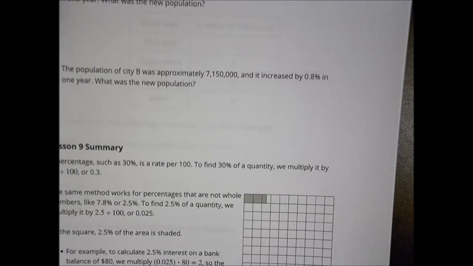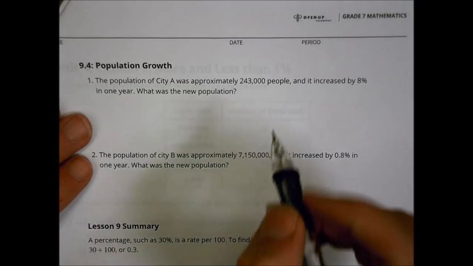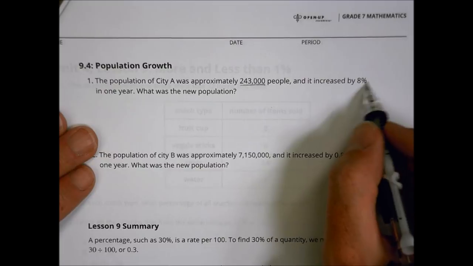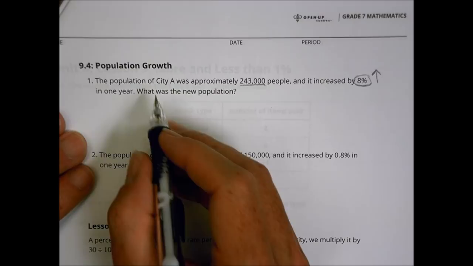Population growth. We're going to look at this one. The population of City A was approximately 243,000 people, and it increased by 8% in 1 year. What was the new population? All right, well, let's take a look at it.